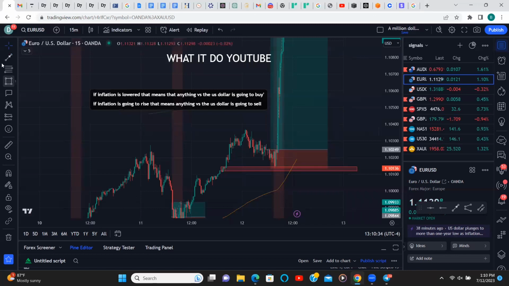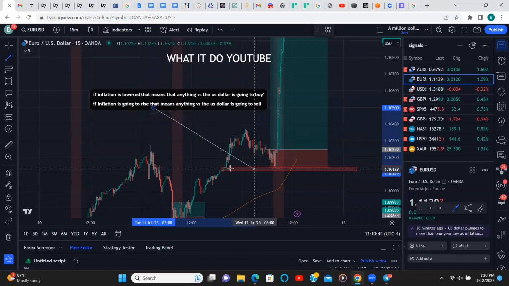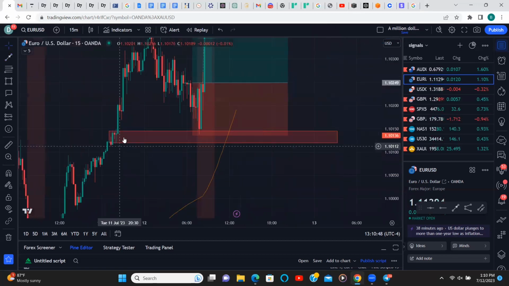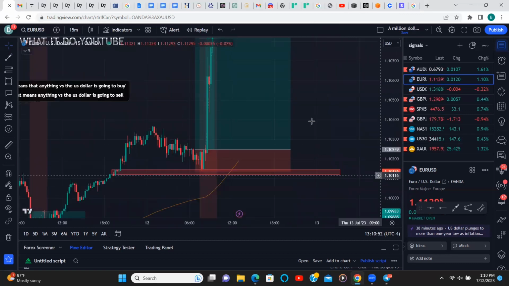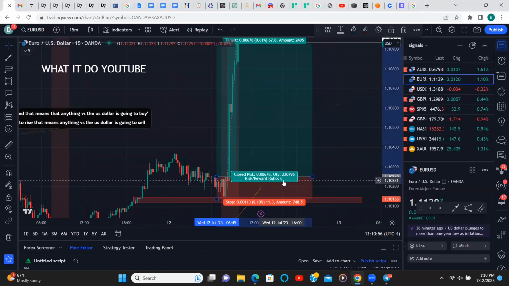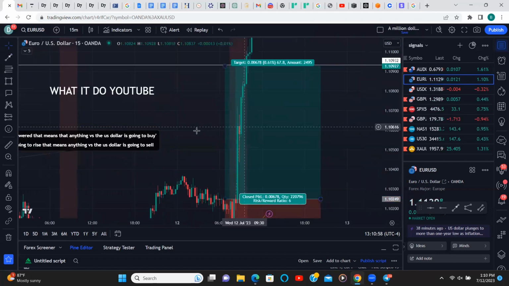But as we see, we have a nice break of structure. Price breaks past the previous swing high right here on the 15-minute time frame. Then from there, it corrects itself all the way back down to this order block. As it corrects, it retests, it rejects, and then from there we get in and we're closing at the weekly high. This was about 6 hours as well. So this was a textbook trade.